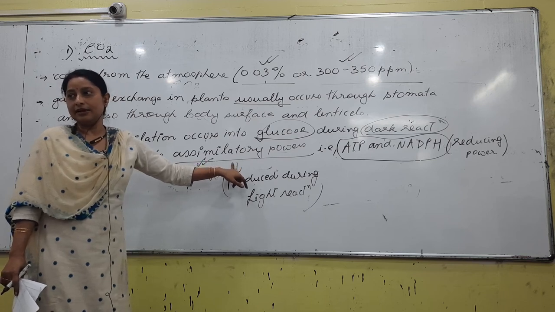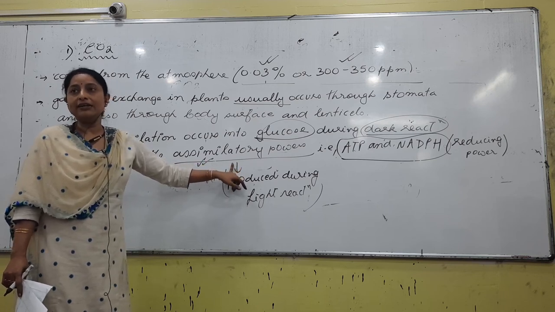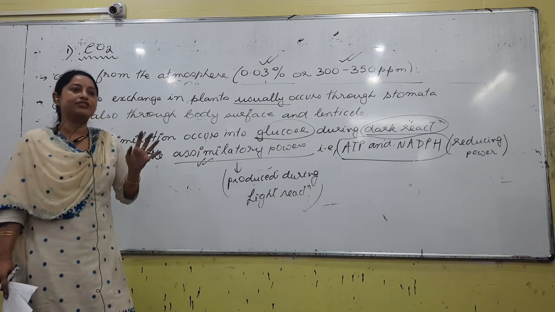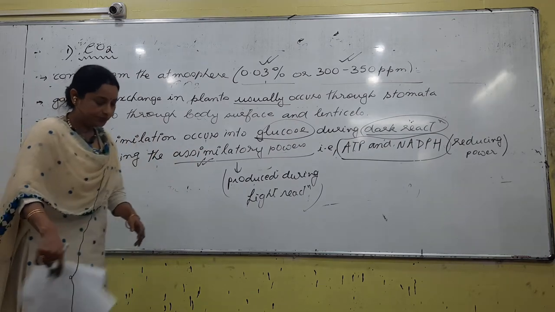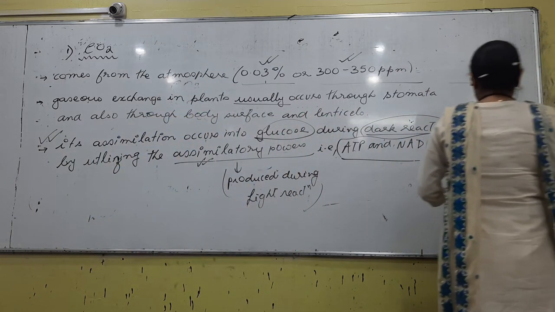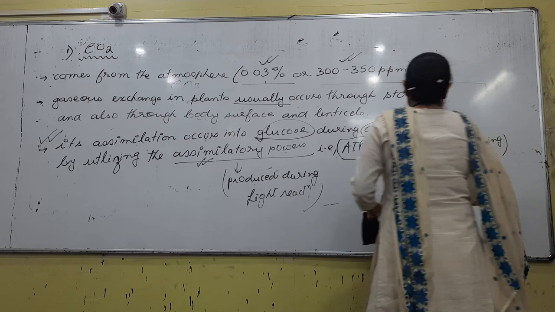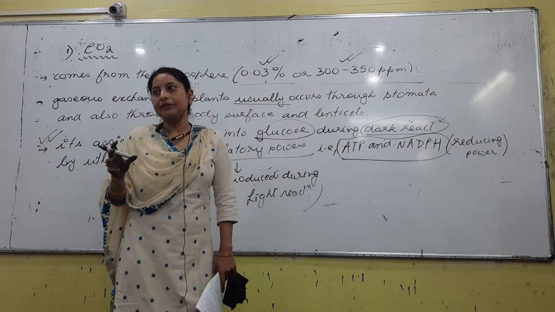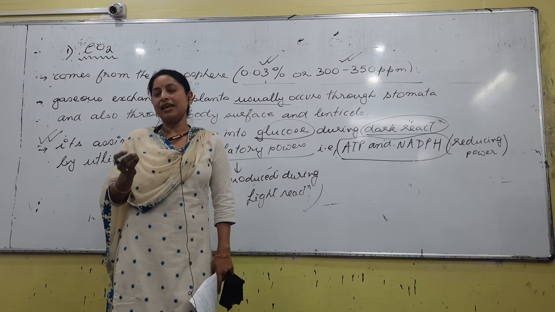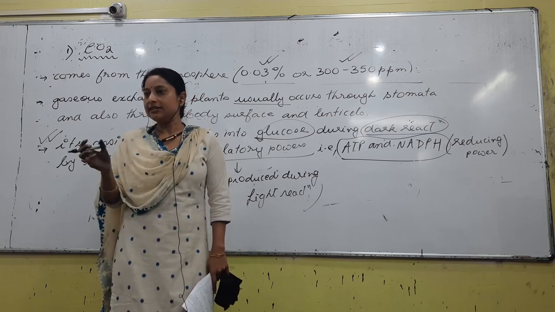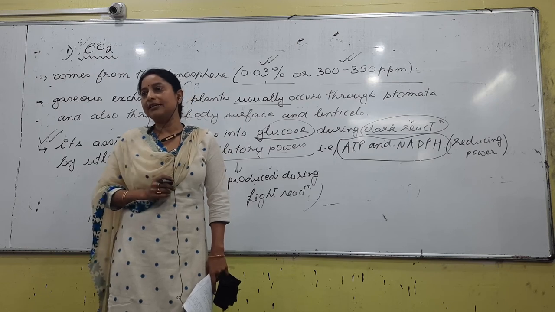These ATP and NADPH, the products of light reaction, have another name, called assimilatory power, right? Actually, the main molecule is NADP. If it takes an H, it becomes NADPH. If NADP has to become NADPH, reduction has to happen, right?